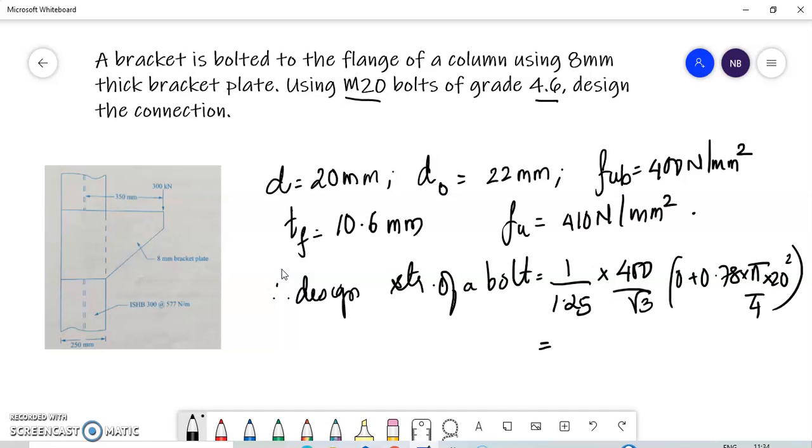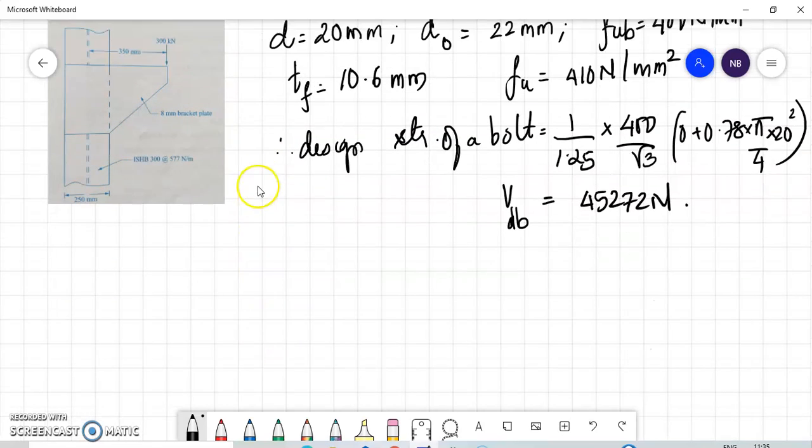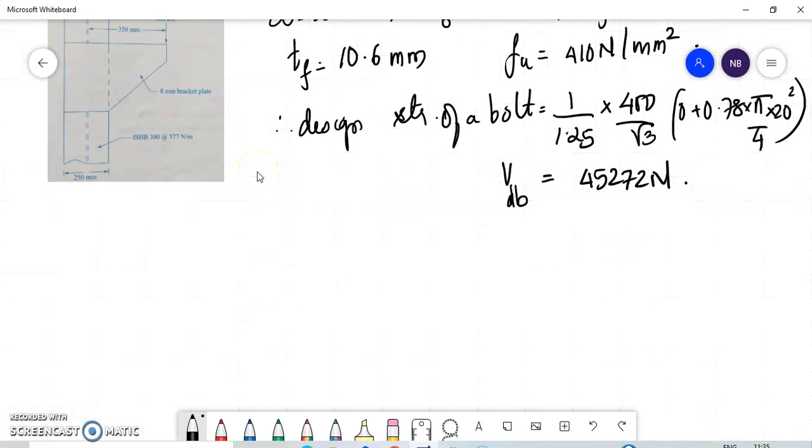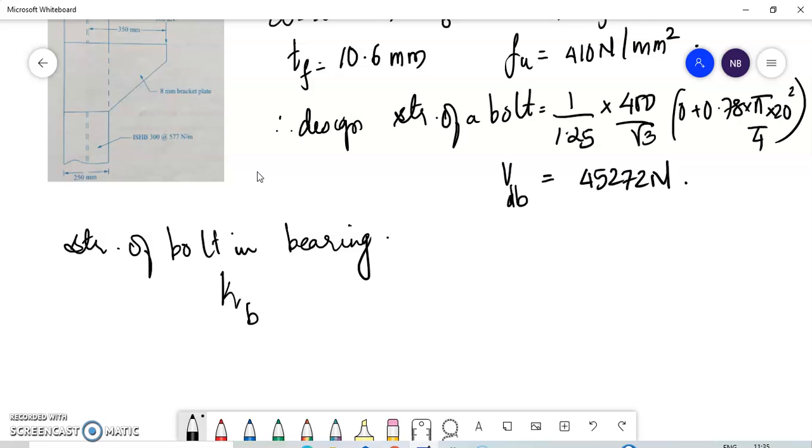And VDB is 45272 Newton. Next, we need to find out the strength of bolt in bearing, for which we need to find out KB, and it's the minimum of these four values.